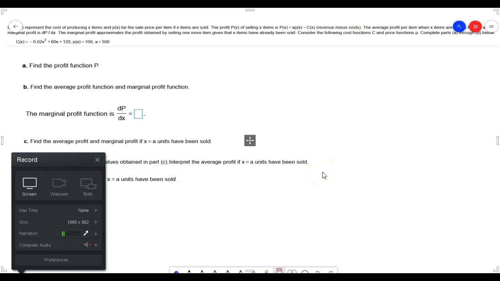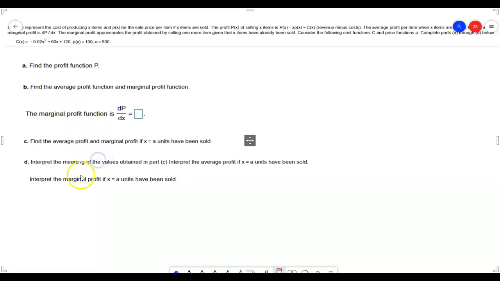Hey guys, this is Mr. Beckstrom, and today I wanted to go over a sample problem from homework 3.6. This is similar to number 10. This is a kind of a rate of change problem from cost and profit. So let's go ahead and take a look at it here and walk through it.